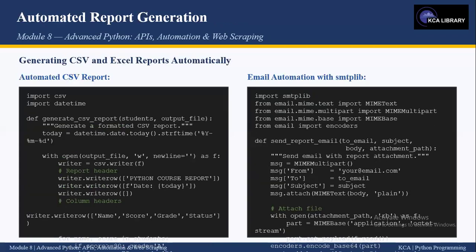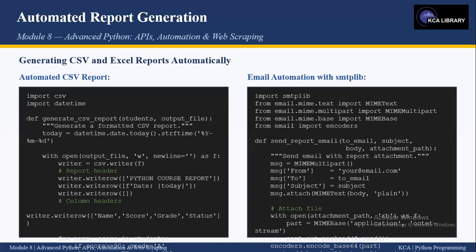Automated report generation. Python can generate structured CSV reports automatically. The function shown here accepts a list of student name and score tuples, computes a grade and pass/fail status for each, and writes the result to a formatted CSV file, complete with a report header and today's date. That is the first example. The second example is for automated report generation: email automation.